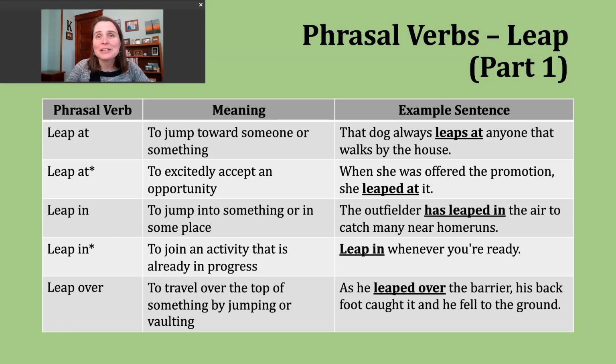The next phrasal verb we're going to discuss, leap over, can also have a couple different meanings. One meaning is to travel over the top of something. And you might be doing that by jumping or vaulting, kind of using something else to push you over the top of something else. An example of this. As he leaped over the barrier, his back foot caught it and he fell to the ground, right? So we can maybe imagine some type of fence or something, right? Someone goes to jump and their foot catches and it makes them fall to the ground.